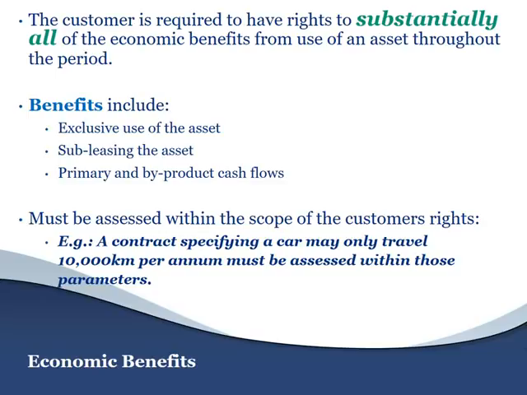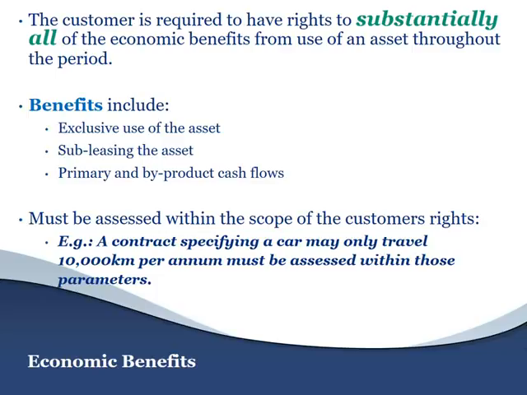Now, those benefits arise from various areas. To start off with, it could be, for example, exclusive use of the asset. So I'm the only person who can use it. I could also have the right to sublet the asset and earn rental from that. That also gives me all the benefits. And of course, things like the primary and the byproduct cash flows. Who's receiving all the cash flows arising from these?